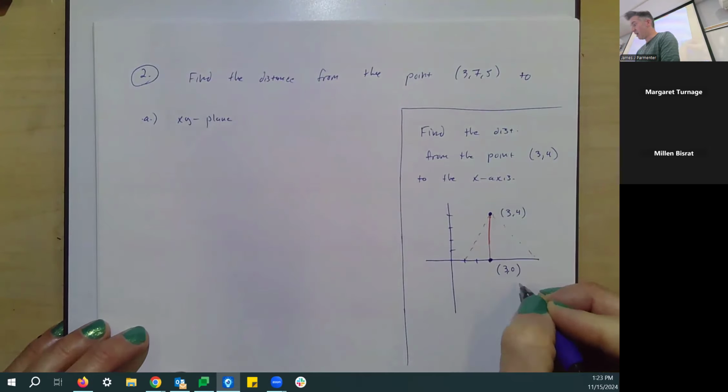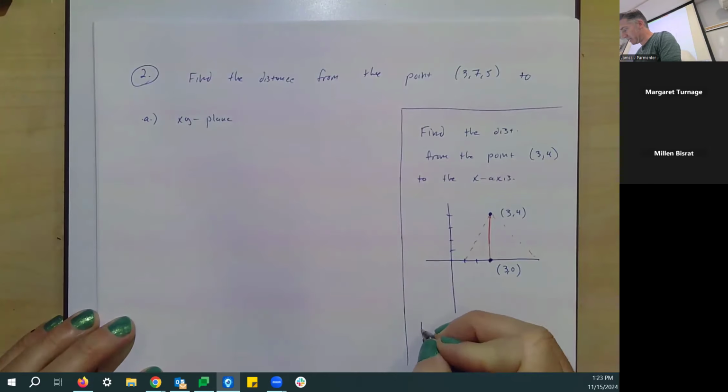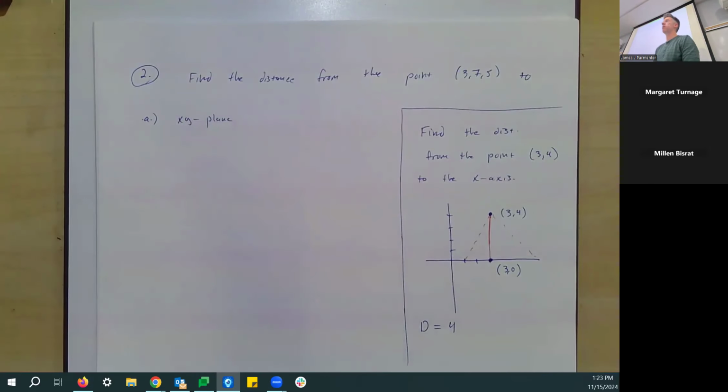And if only one of your coordinates is changing, the amount of change is the distance you have traveled. So here you can easily say the distance is 4, because from (3, 0) to (3, 4), the distance is going to be 4. You can also do the math, right?